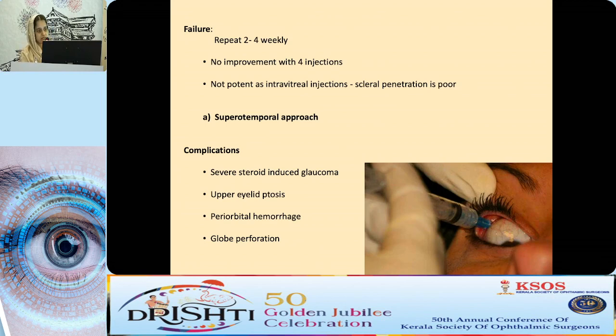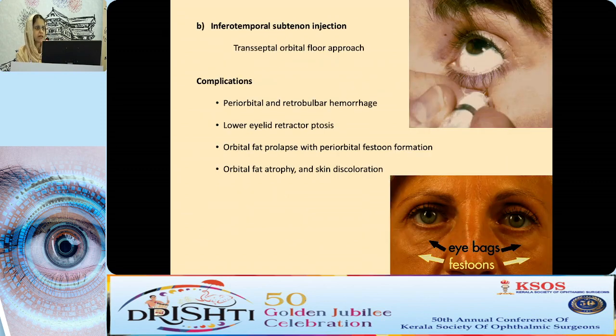These subtenon injections can be given as supratemporal injection or infratemporal injection. The complications of supratemporal approach include severe steroid-induced glaucoma, upper eyelid ptosis, periorbital hemorrhage, and globe perforation. The infratemporal transseptal orbital floor approach has complications like periorbital and retrobulbar hemorrhage, lower lid retraction, ptosis, orbital fat prolapse with orbital fibrosis formation, and orbital fat atrophy and skin discolorations.